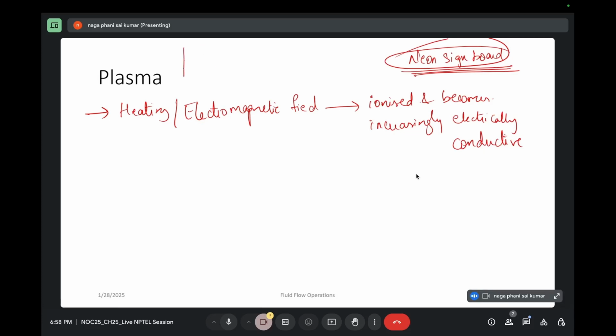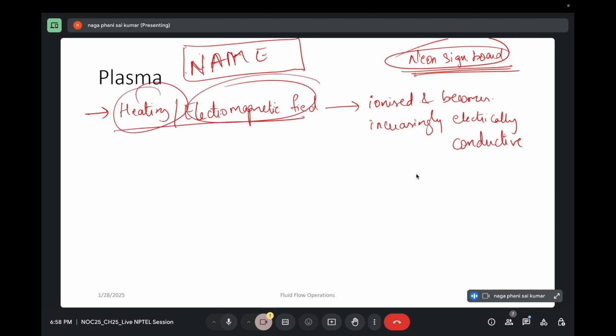So let's say you want to write some name or something like that. Okay. So what they do is that they'll be preparing a lamp in this shape. Okay, and they'll be filling it with neon gas, and then they'll be heating it or exposing it to a strong electromagnetic field. So we can either heat it or expose it to an electromagnetic field. So after a certain point, it will be completely ionized, and then it starts glowing. These neon lamps will be glowing.